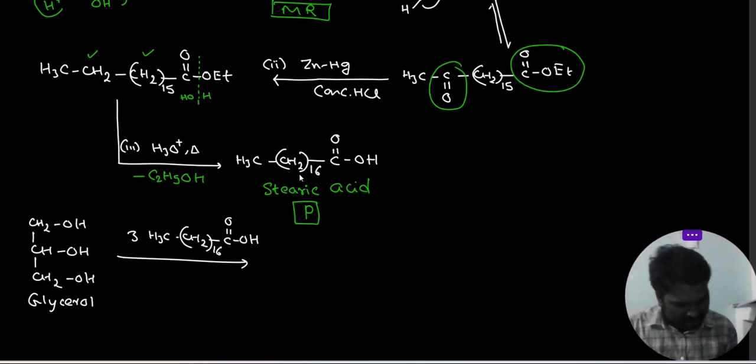Then which compound is formed? This is P, excess. Glycerol reacts with excess moles of P. Then CH2O.